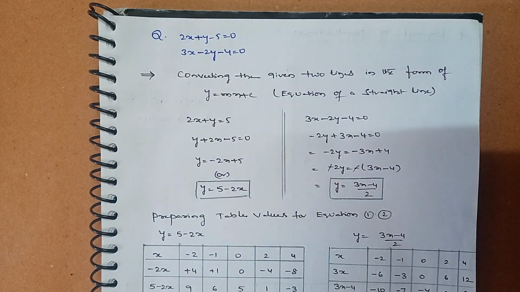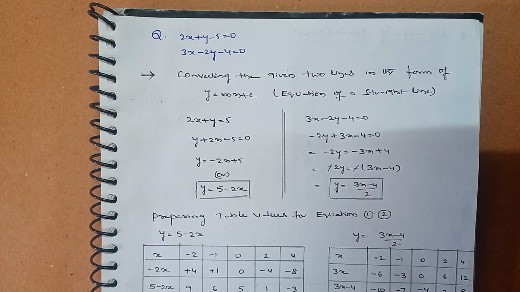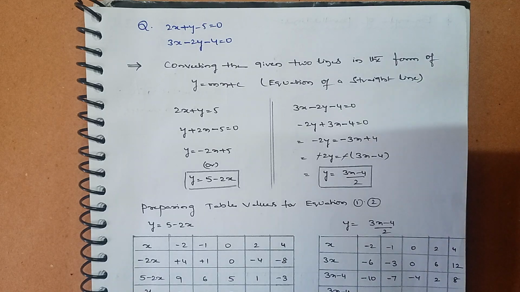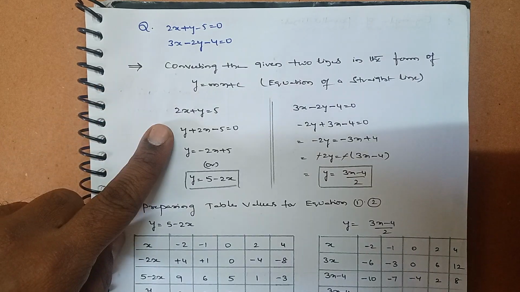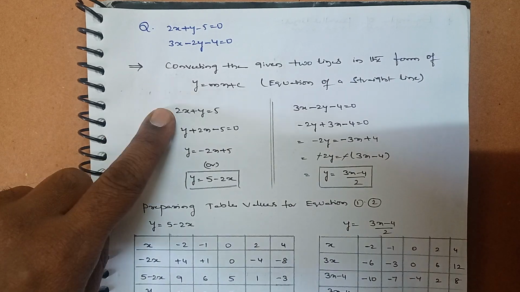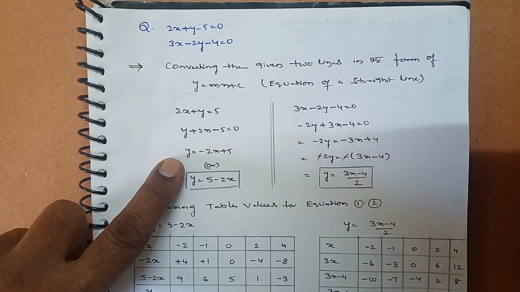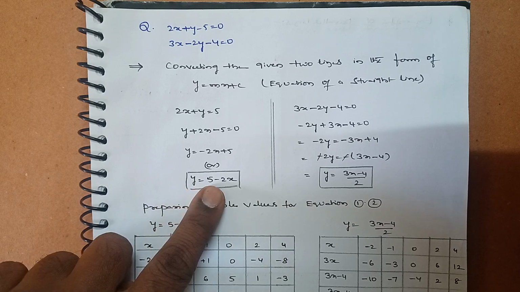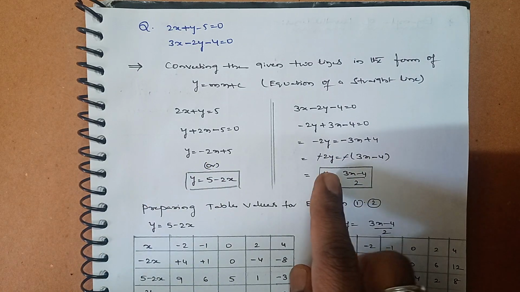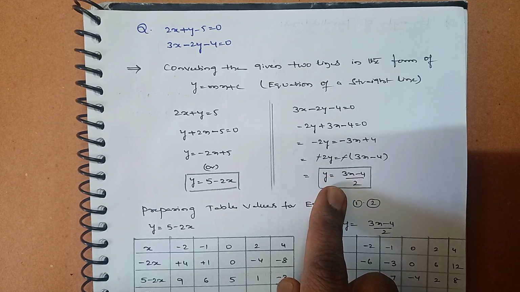I have taken two equations, that is 2x plus y minus 5 equal to 0 and 3x minus 2y minus 4 equal to 0. As we know, the equation of a straight line is y equal to mx plus c, right? So convert the given equations into y equal to mx plus c format. Taking the first equation, I got y equal to 5 minus 2x, or minus 2x plus 5. Similarly, convert the second line into y equal to mx plus c.